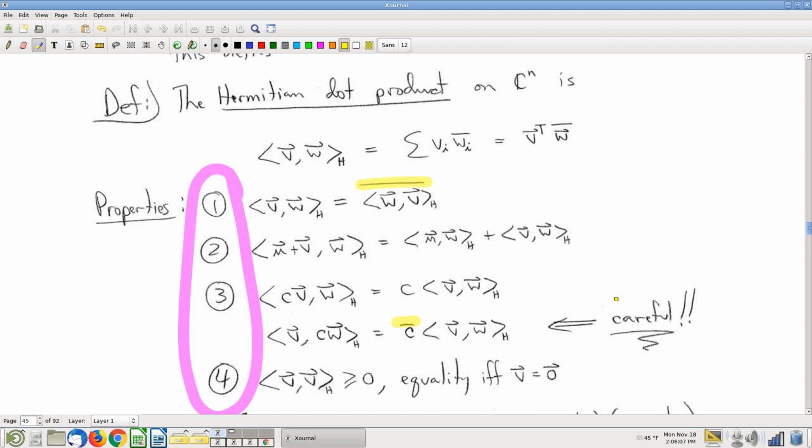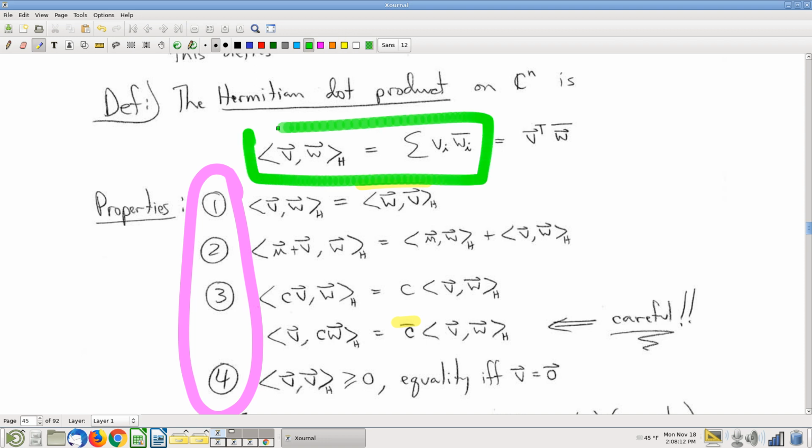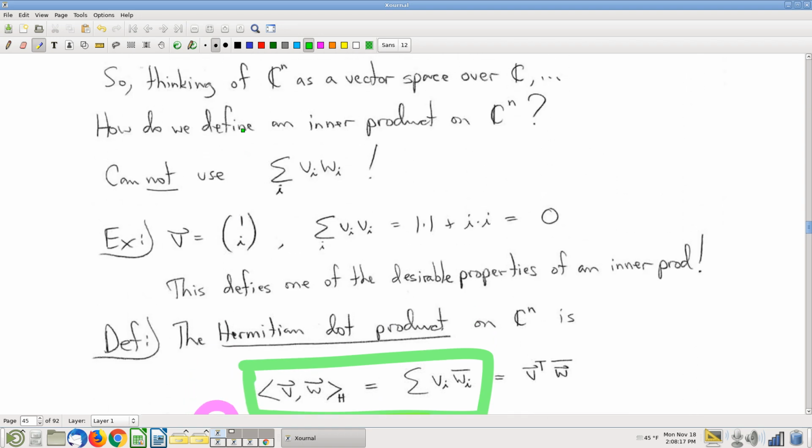So think about this formula here. How would this formula look if v and w were both real vectors? If both of these were vectors in Rn? Well, if v has all real coordinates and w has all real coordinates, then who cares if you're conjugating these coordinates of w? They're all real anyway. And so notice, in fact, it is exactly the real dot product on Rn.